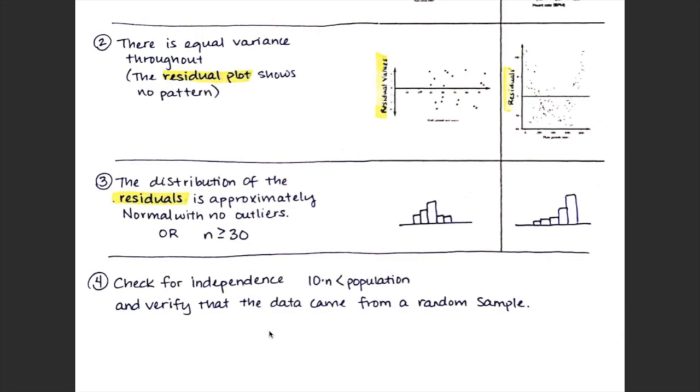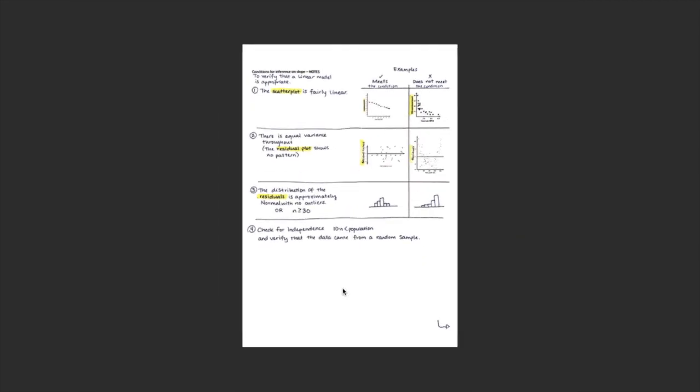Okay, and then the fourth thing you need to check for is independence, and to verify that the data came from a random sample. Okay, so you look through the question, make sure that you got a random sample, that way you can generalize to the population. And then for independence, you make sure that your sample size is less than 10% of the population. So you just take 10 times your sample size, and again, make sure that's less than your entire population, whatever it is they're interested in. Okay, so those are the four conditions.